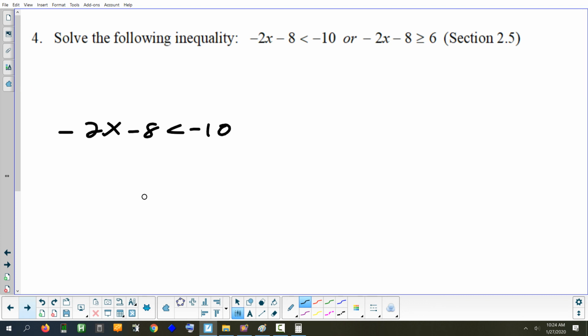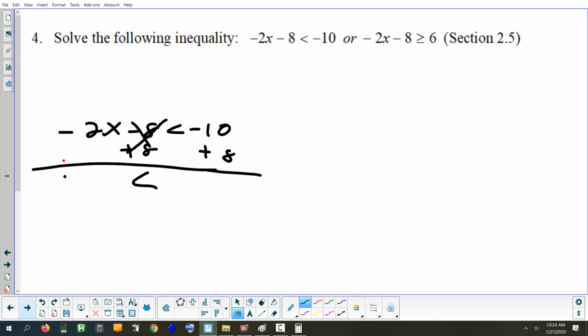Right, how about Maya? What's my first step for that one? Well, you have to plus the 8. Plus 8 on both sides. And if I plus 8, negative 8 plus 8 is gone. How about Leilani? What's on the left-hand side now? Negative 2x, yep. And Kelsey, what would be on the right? Yep, negative 2.